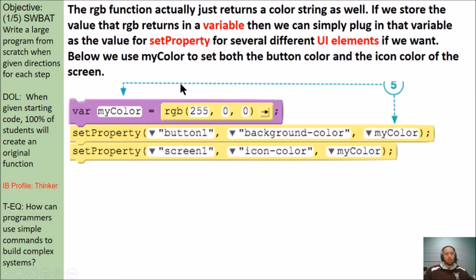So below, we'll use my color to set both the button color and the icon color of the screen. So here's the variable, my color. The initial values will be 255, 0, and 0. And down here, set property, we put the variable in. And for the screen, we should not be changing the background color of the screen. So this actually would not apply.